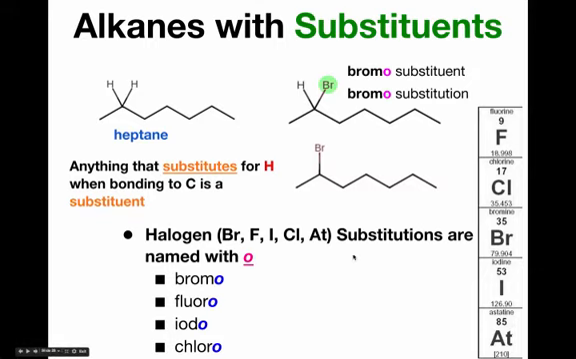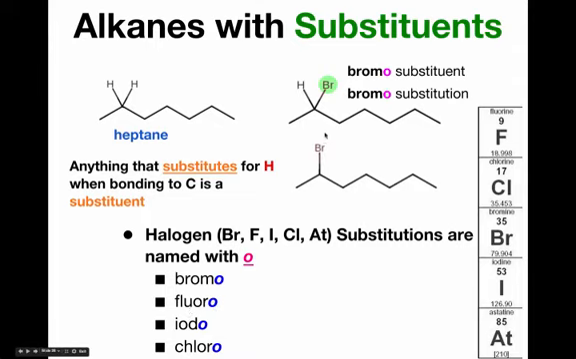So anytime that you have a halogen element substituting into an alkane, the name of the halogen, you drop the INE in the name and you add the letter O. So if there was a bromine atom substituting here, it would be called a substituent or a bromo substitution. If there was a fluorine atom substituting here instead of a bromine, it would be called a fluoro substitution.